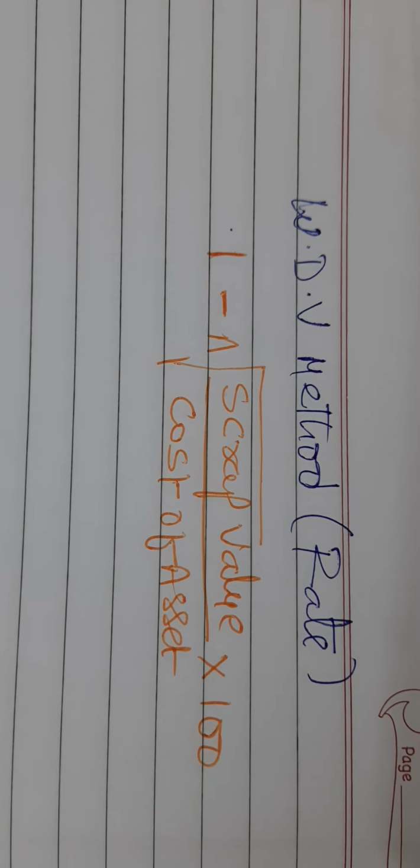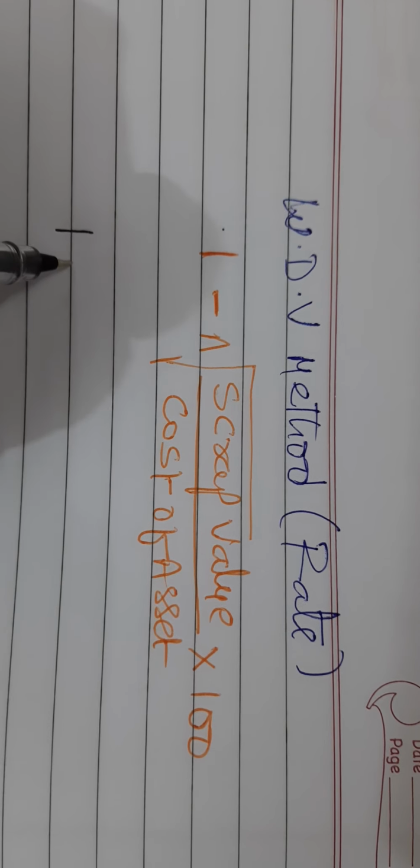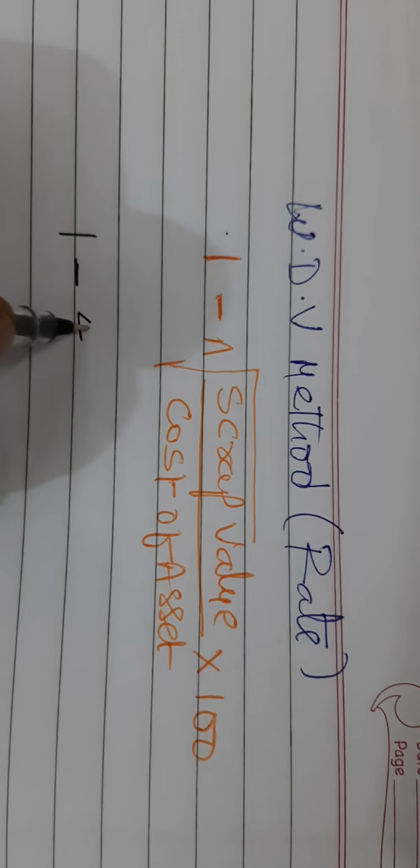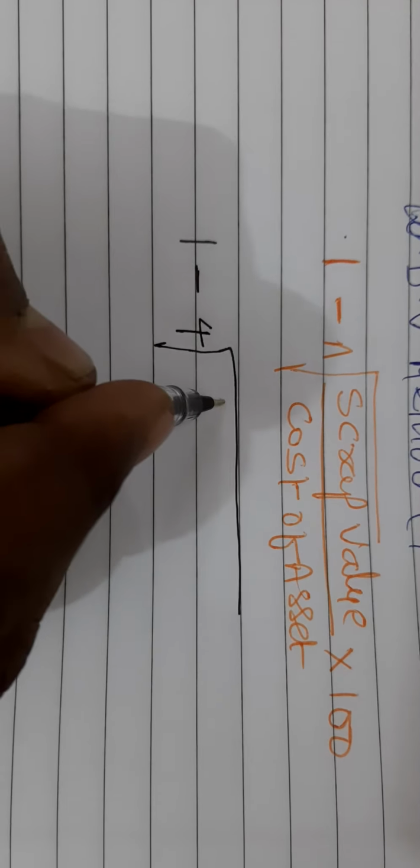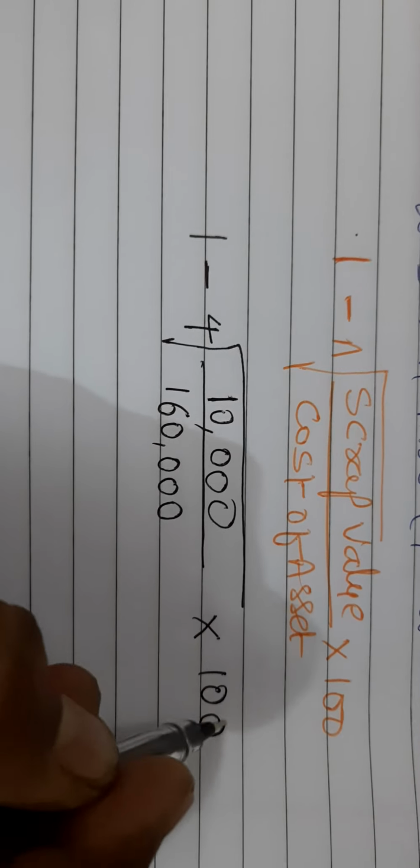Now I take one example. N is my 4 years. Life is 4 years. Scrap value is 10,000 rupees. Cost of asset is 1,60,000, into 100.